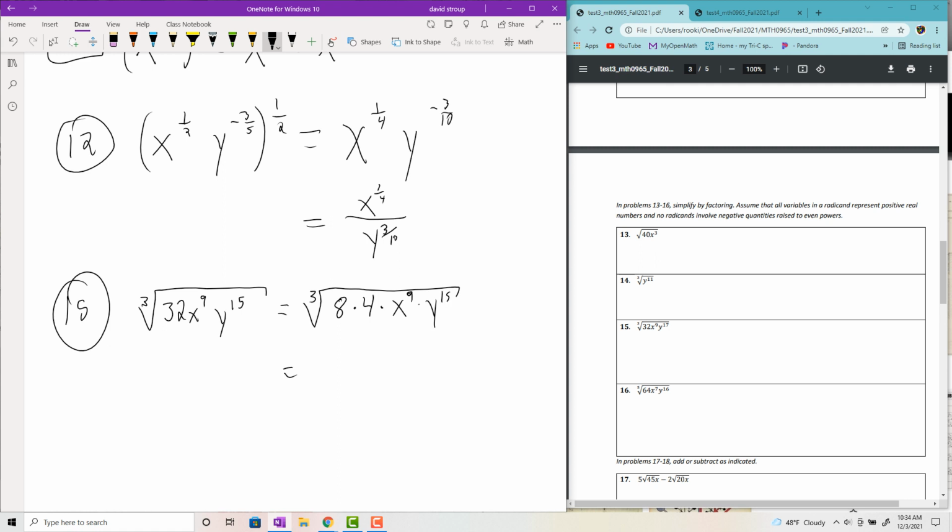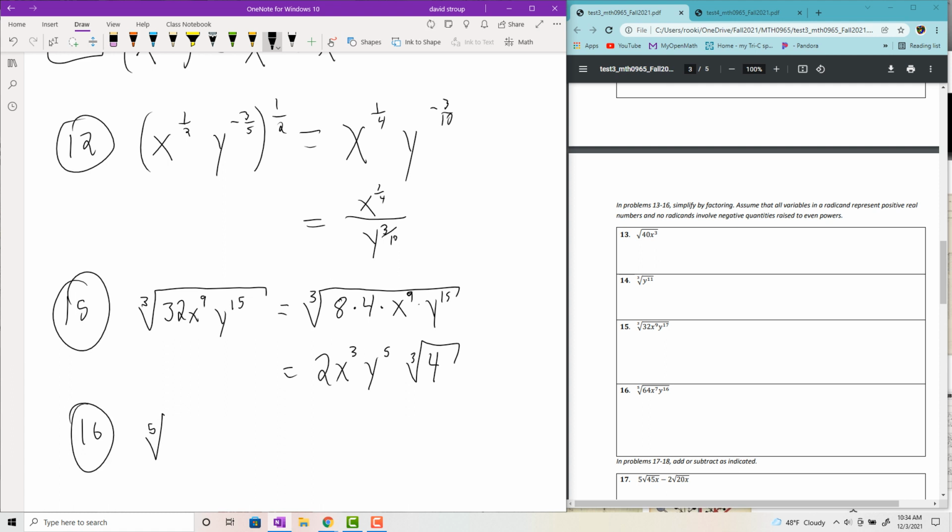Okay, so this one will just turn into 2. X to the 9 divided by 3 is 3. Y to the 15 divided by 3 is 5. And then times the cube root of 4. Okay. Let's try 16. Maybe that's more interesting.